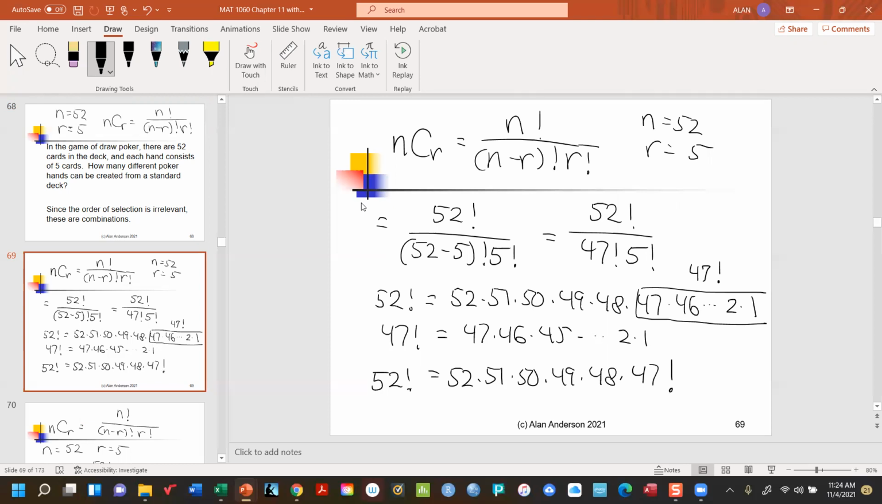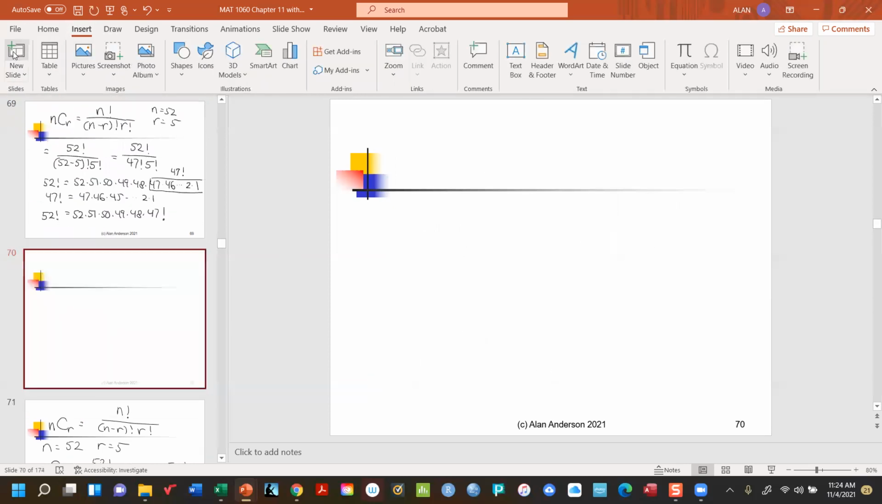You're asking yourself, why are we doing this? Well, first, make sure you understand what I just did. I've rewritten 52 factorial in a slightly simpler way. And the reason for this is so that I can do some cancellation in my ratio. Specifically, what I'm doing here is this.